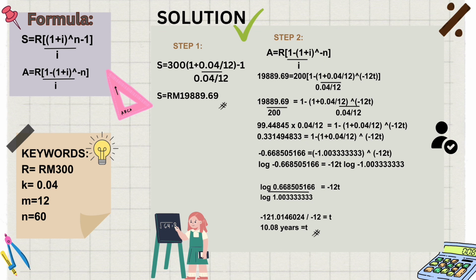Then we will move the 200 to the left side, and everything on the right side will be the same. Then you calculate the left side, and we will get 99.4485 equals 1 minus (1 plus 0.04 over 12) to the power of negative 12t. After you calculate it, you will need to use log on both sides to get the log of 0.6695 over log of 1.0033. Then you will finally get the answer 10.08 years. This will be our final answer for t.